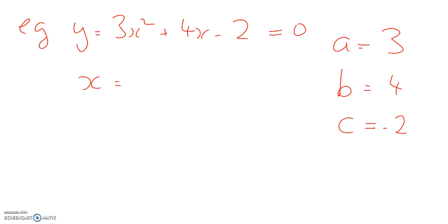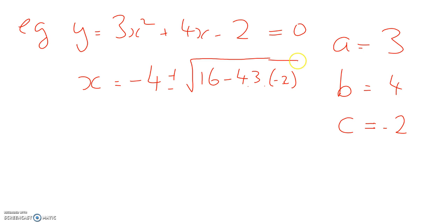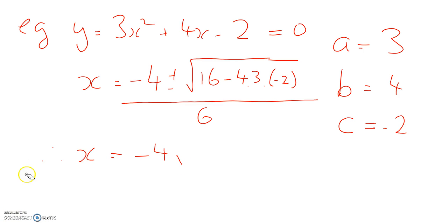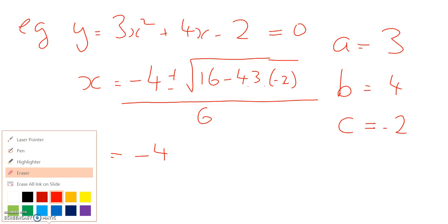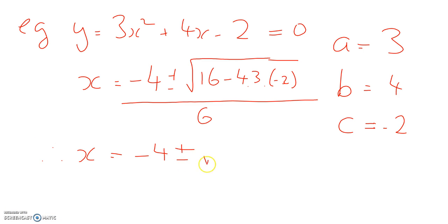Okay, so x therefore is minus b, which is minus 4, plus or minus the square root of b squared, which is 16, minus 4 times a, which is 3, times c, which is minus 2. Minus 2, it's all under the square root, divided by 2 lots of a, which is 6. So, therefore, x equals minus 4, plus or minus the square root.